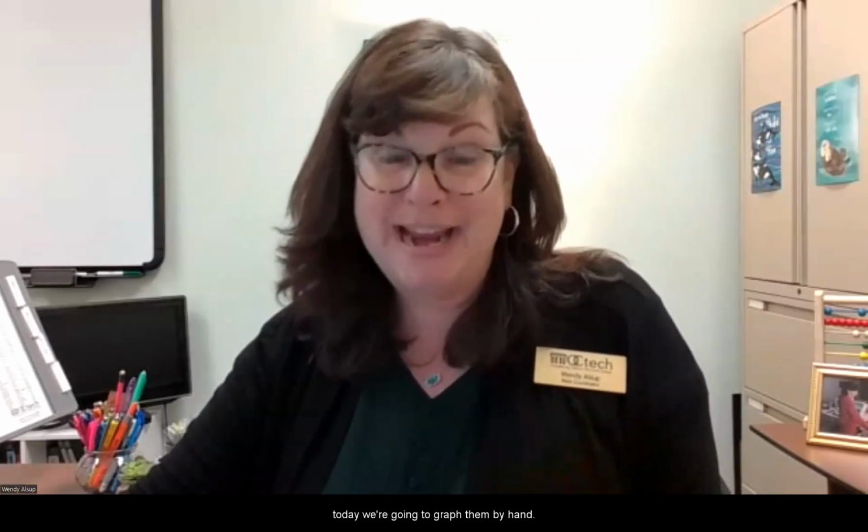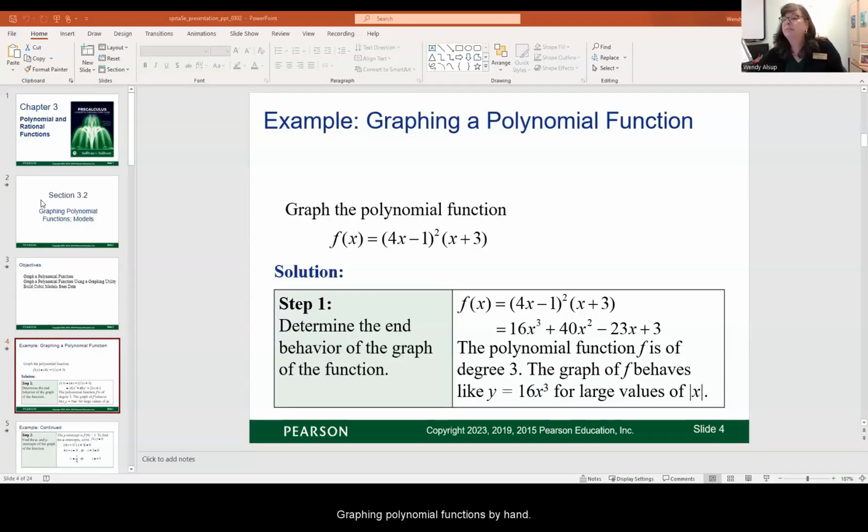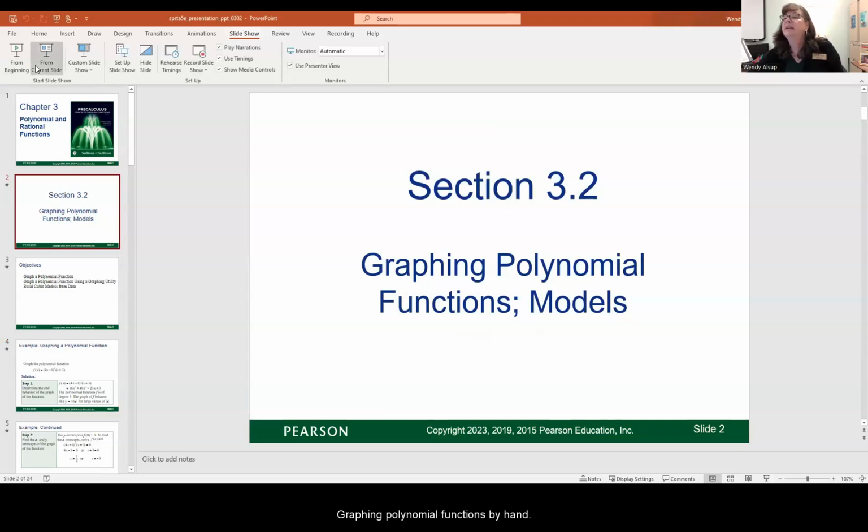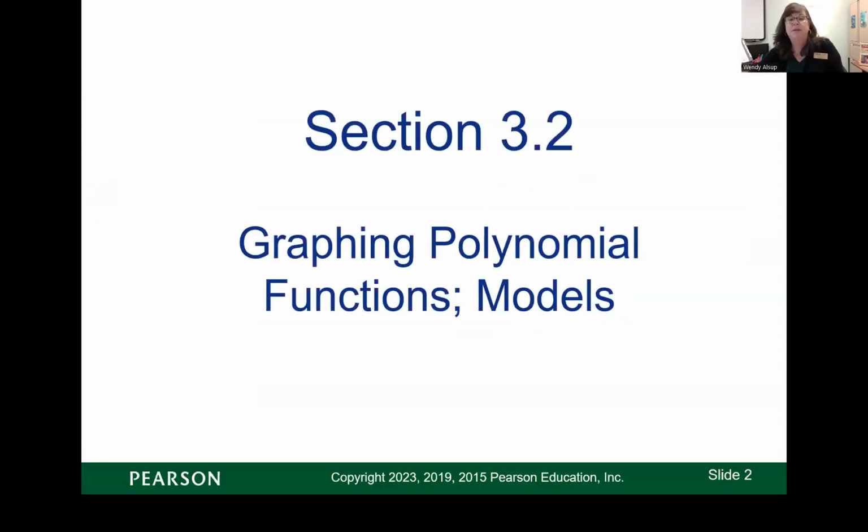Students, continuing on and talking about polynomial functions. Today, we're going to graph them by hand. So let's go ahead and go on over here to our current PowerPoint slides, graphing polynomial functions by hand. Let's see, did I share it? I did. Okay.